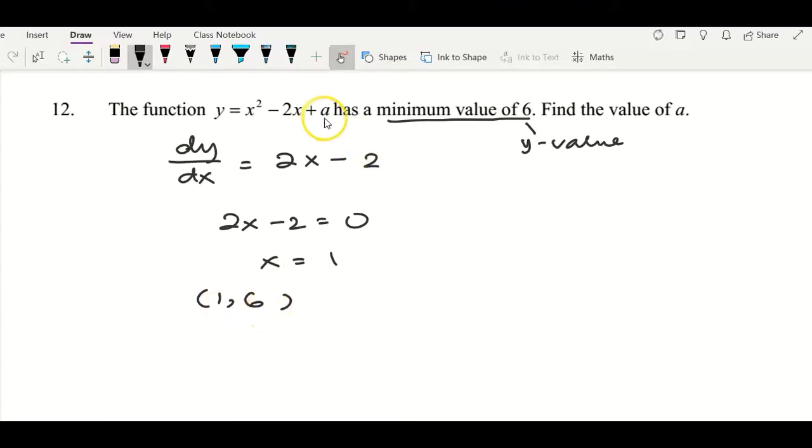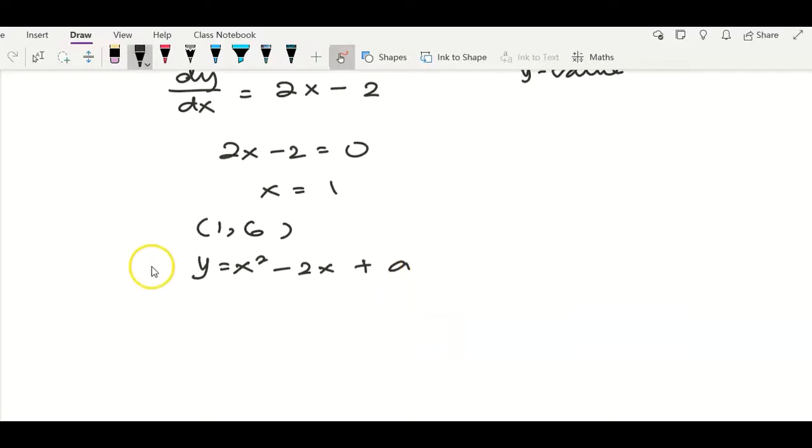And I need to get a. I form one equation. I substitute x equals 1, y equals 6 into the function itself, which is x squared minus 2x plus a. I put in my x value and y value, y as 6 and x as 1. Then I can solve for a, which is 6 minus 1, 5, 5 plus 2 will be 7.